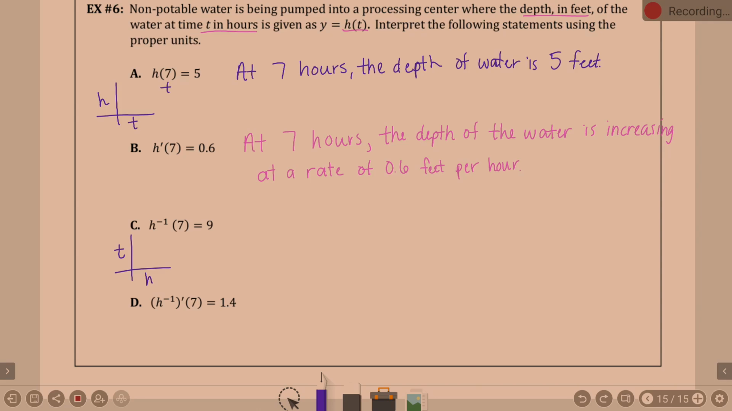I said that backwards, didn't I? Okay, sorry, I got my numbers backward. At 9 hours, the water's 7 feet deep. It's not a change, it's not a rate, it's just is. The water is 7 feet deep at 9 hours. I don't know why inverses are so hard for us to think, but it's hard for me too, as you can tell, as I just got them confused.